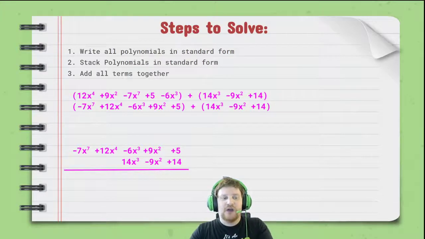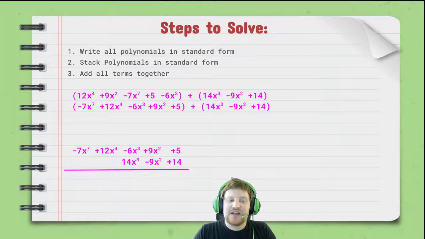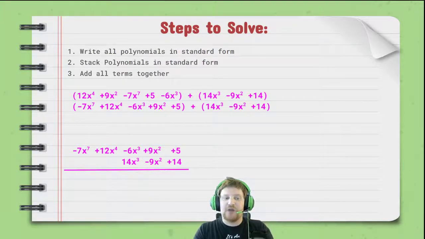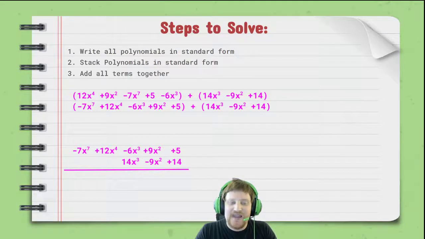So negative 7x to the 7th doesn't have anything to partner with. Neither does my x to the 4th. Those just go straight down. 14x cubed and negative 6x cubed. When I add those together, I have a negative plus a positive, so I'm going to actually subtract them. 14 minus 6 is 8.